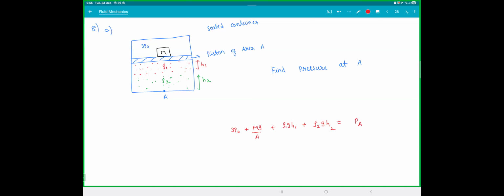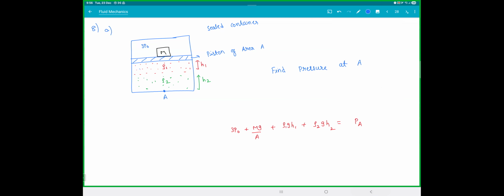All sure with this? So the gas will give 3p naught, the block will give mg by area, and rho 1 and rho 2 will give rho 1 g h1 and rho 2 g h2. Easy question, but I just want to show there are three things there. That's it: the liquid's pressure, the block on a piston, and the atmosphere itself. Clear?